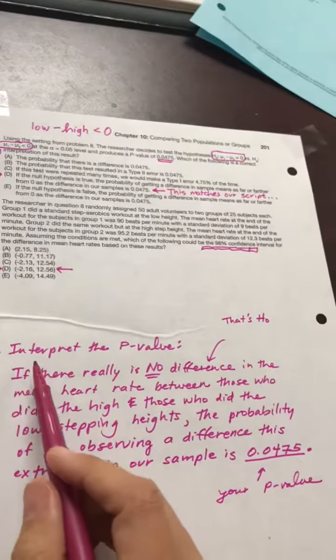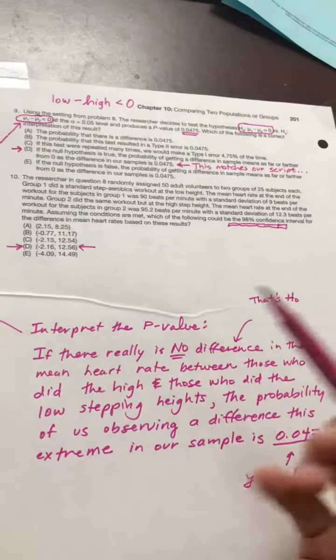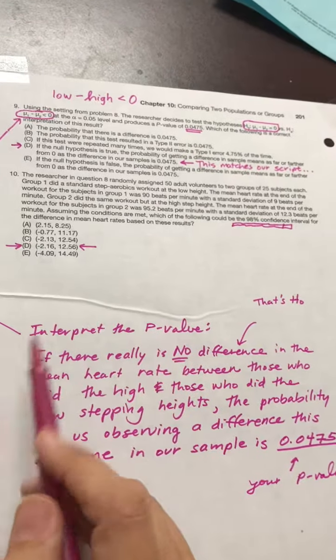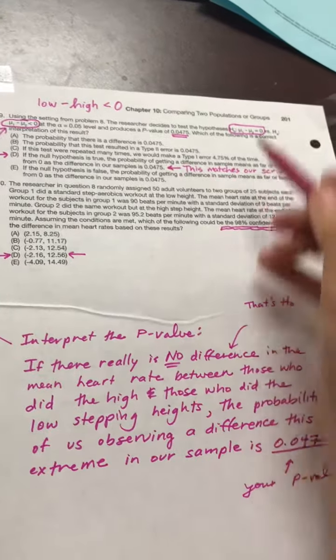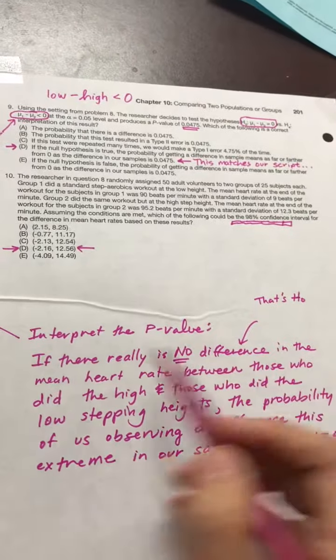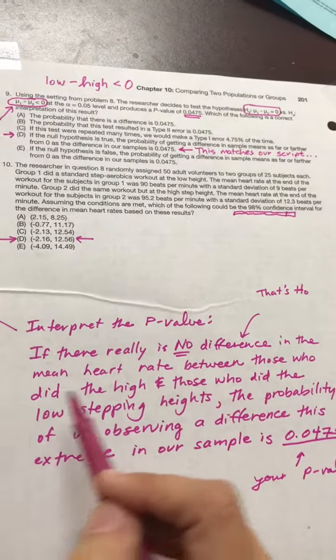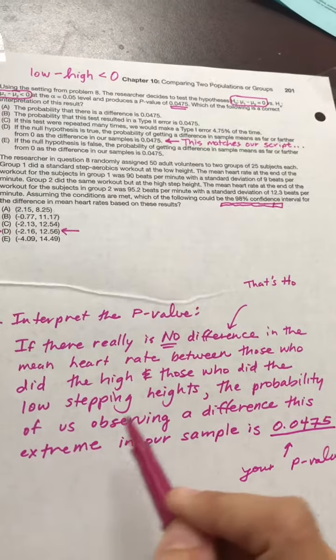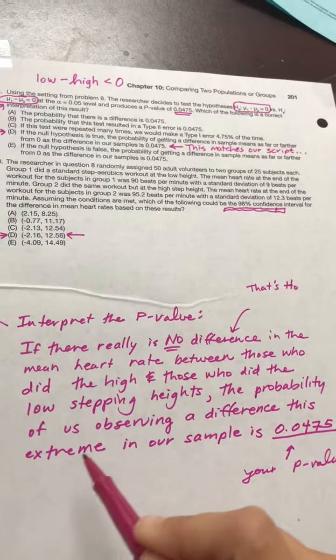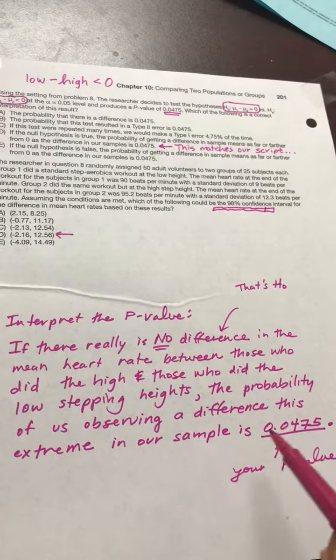So if they would have asked me in this question in a free response to interpret the p-value, I would say if there is really no difference, and that's H sub O, if there really is no difference in the mean heart rate between those who did the high and those who did the low stepping heights, then the probability of us observing a difference this extreme or greater in our sample would be that.